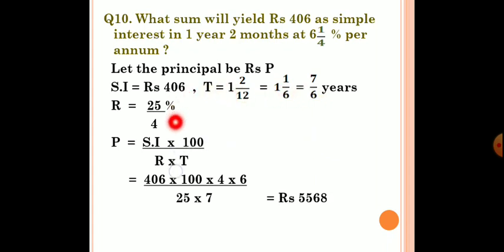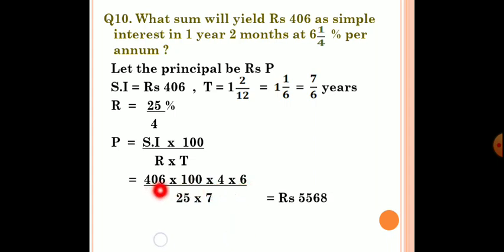And the rate of interest was given as 6 1/4. Converting it into an improper fraction, I'll get 25 by 4%. Therefore, using the formula for principal, which is equal to simple interest into 100 divided by R into T, the simple interest amount is 406 into 100, now divided by rate, that is 25 by 4. So again the 4 in the denominator will come to the numerator. Again for the time, 7 by 6, the 6 in the denominator will come to the numerator.